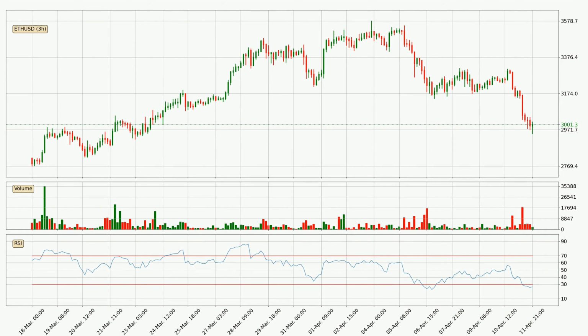Looking at the 3-hourly relative strength index, the current 3-hourly RSI of 27 is in the lower region, which means that the price is oversold and a rebound or some kind of consolidation is possible.